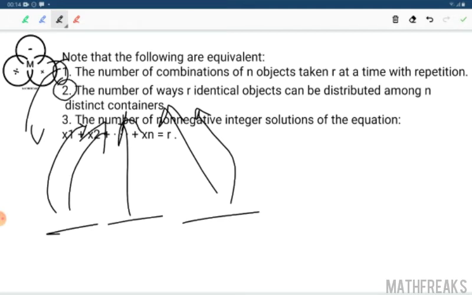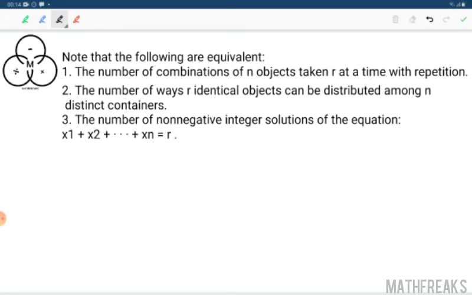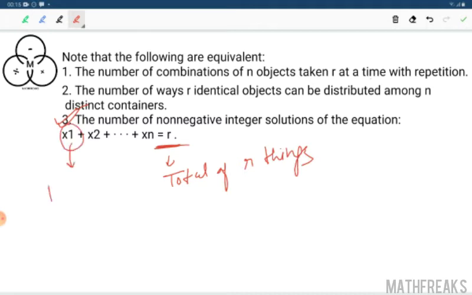And in this second case, the direction is just changed. Now I am giving r things in the n boxes. So they are definitely same. This is also same. The number of non-negative integer solutions, total of r things. And these integers can be considered as boxes.